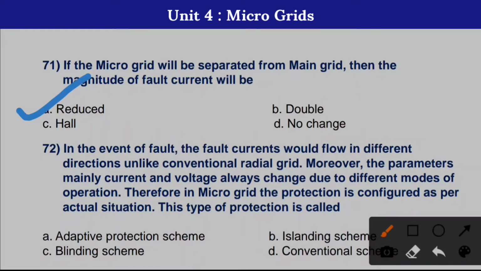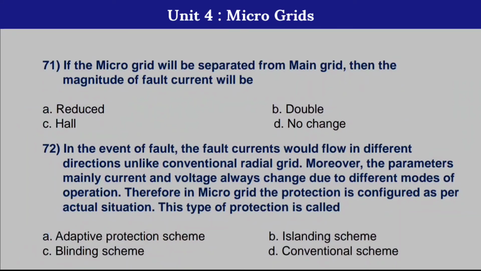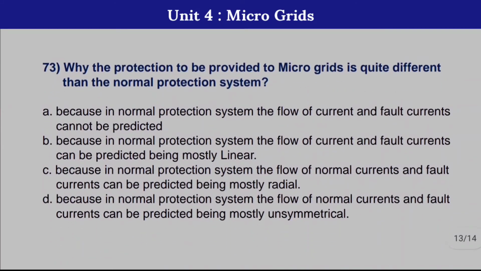72. In the event of fault, the fault current would flow in different direction unlike conventional radial grid. Moreover, the parameters mainly current and voltage always change due to different modes of operation. Therefore, in microgrid, the protection is configured as per actual situation. This type of protection is called. Here correct option is option number A, adaptive protection scheme.